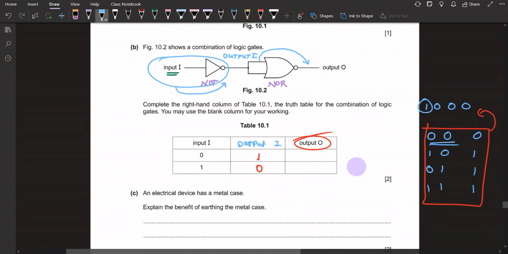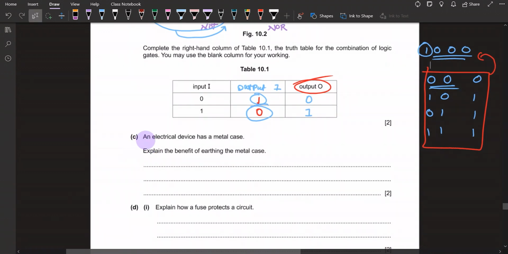So in this case what happens is output I is taken in by the NOR gate. So the only condition where the output is going to be 1 is when both inputs are 0. So in this case both inputs are 0, so our output is going to be 1, and the other one is going to be 0 as NOR gate doesn't give output 1 in any other input.